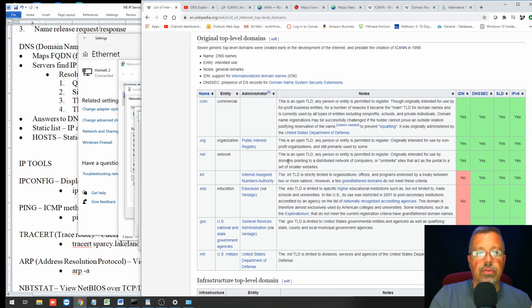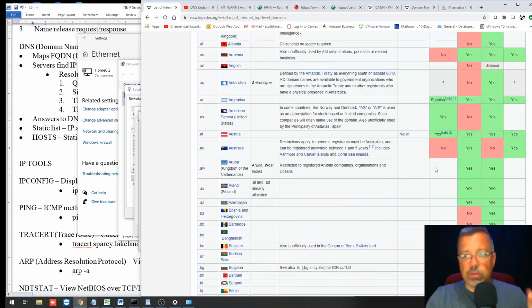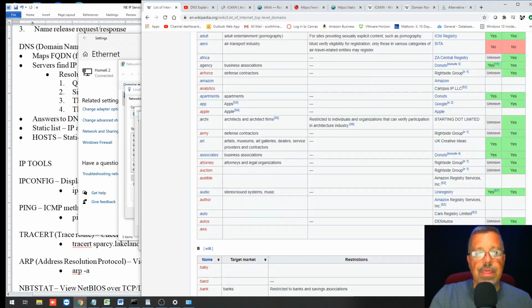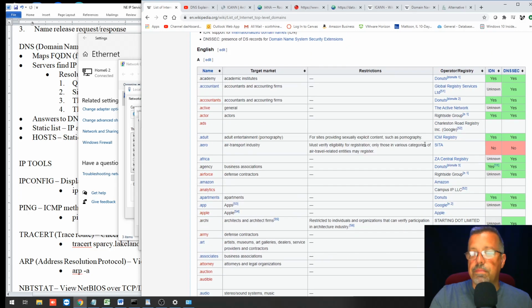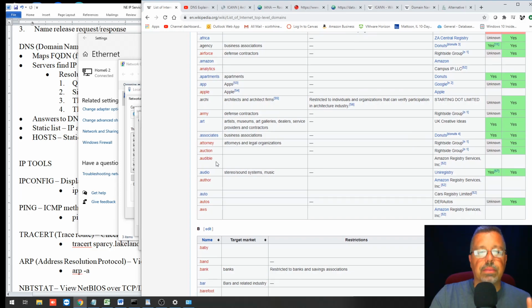There's the original list. Oh, we've got to talk about country codes too. We'll come back to that in just a second. So I'll get past the country codes, and then this is the list, alphabetically, of things that people have come up with.